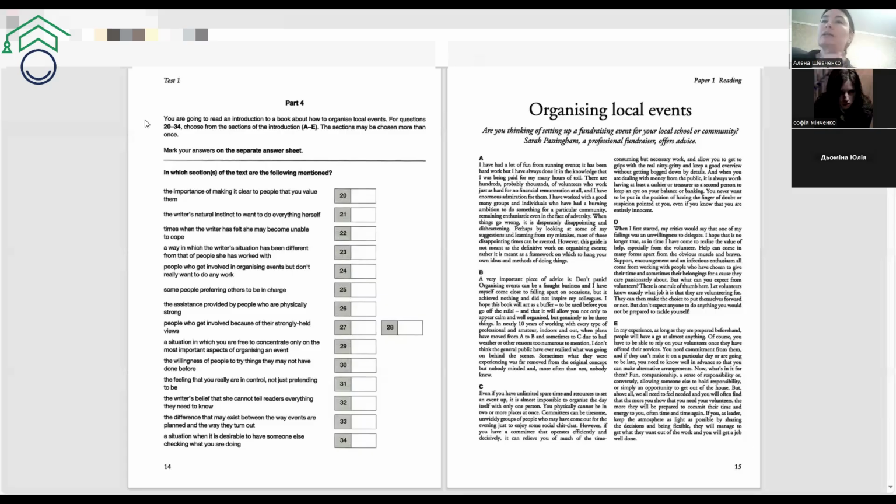You are to get the information in general, be able to process it, be able to analyze it, and then convert it into the main idea or several main ideas that will coincide with the statement or with the questions which are offered in the task.